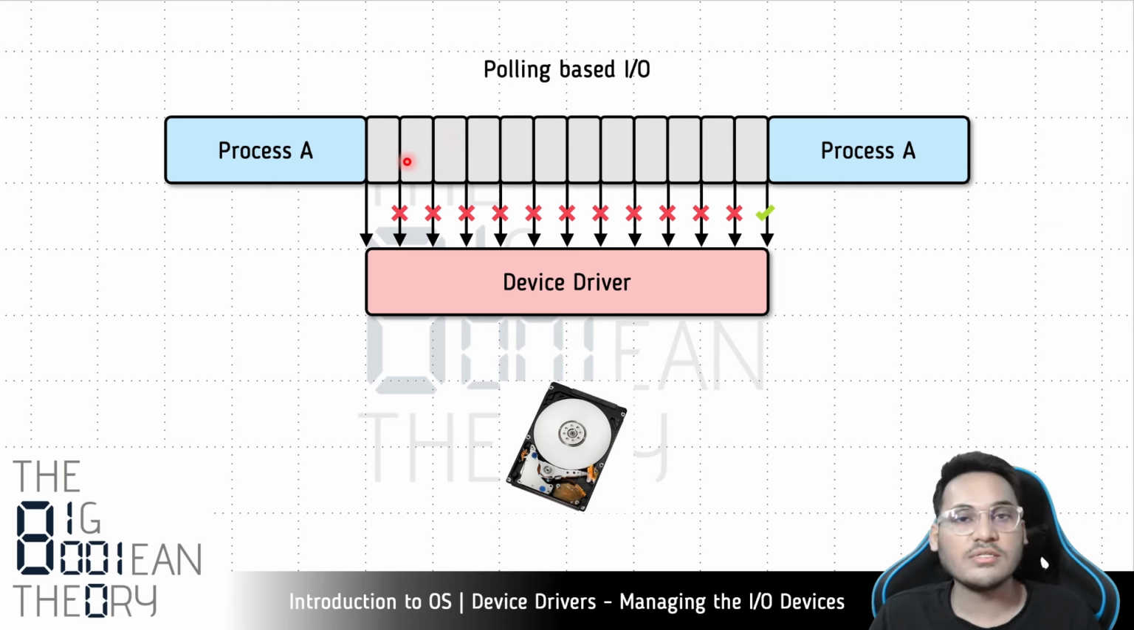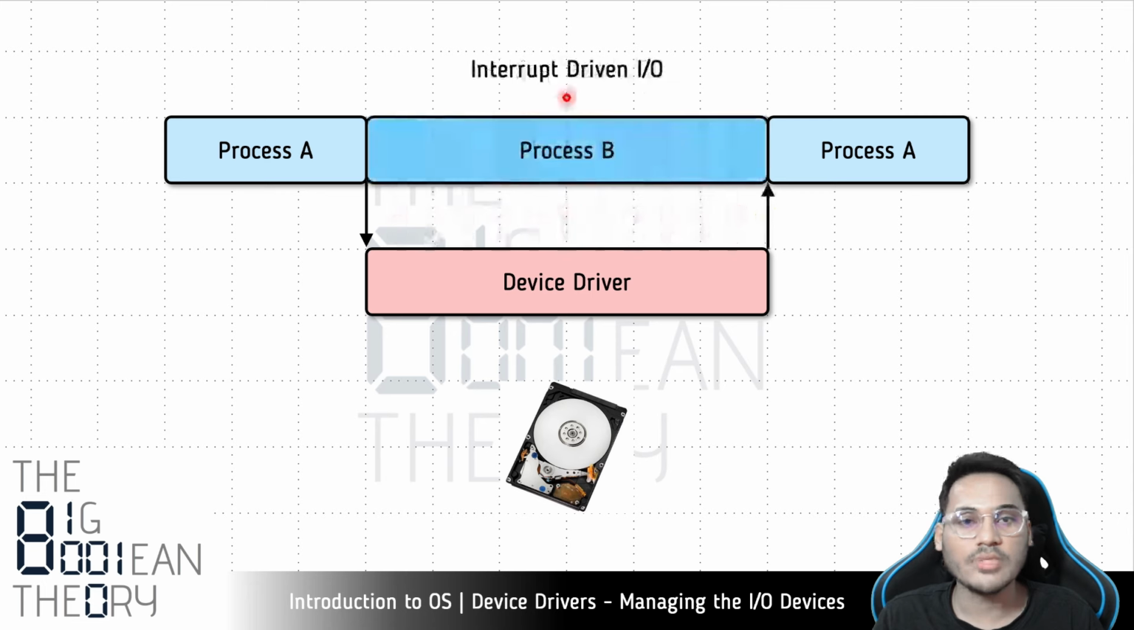So let us now see how the operating system ensures that this time that you see here, which is being wasted in just polling the IO device, is used to do something more useful. This polling based IO is replaced by something called interrupt driven IO. Whenever a process initiates an IO operation, the operating system knows that it will take some time, and instead of having process A just polling the IO device, it pauses process A and switches to some other process, that is process B.